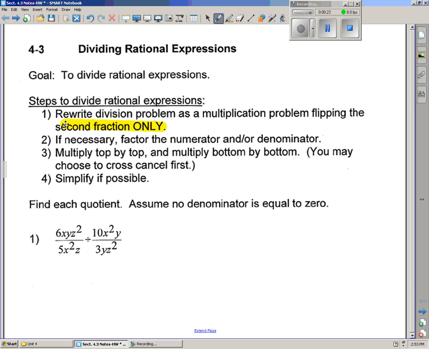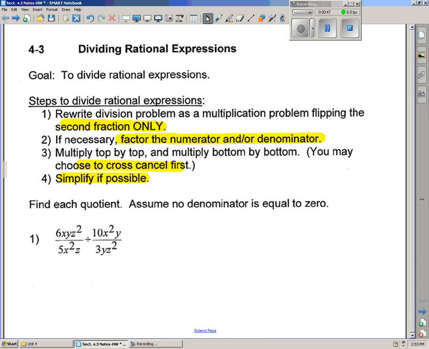As always, if necessary, factor the top and/or the bottom. So if you can factor, you have to do that first. Then you're going to multiply the top by the top, the bottom by the bottom, or you could cross cancel first. But either way, your final answer has to be completely simplified. So you need to decide how you're going to do the simplifying.